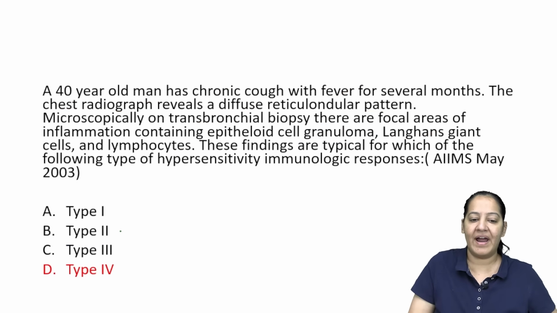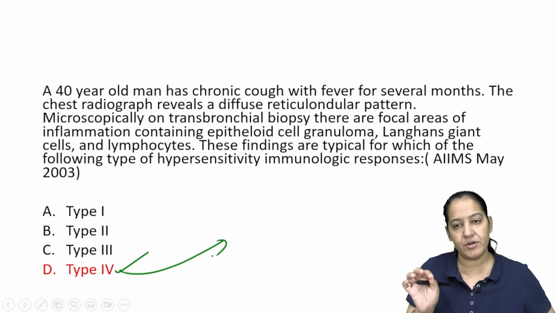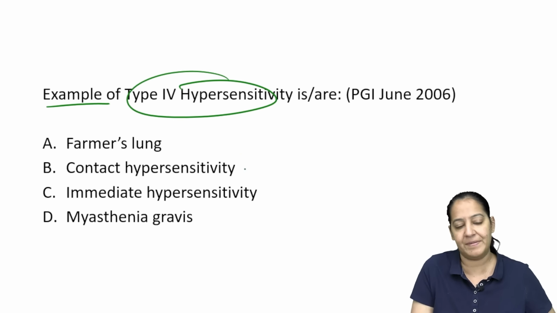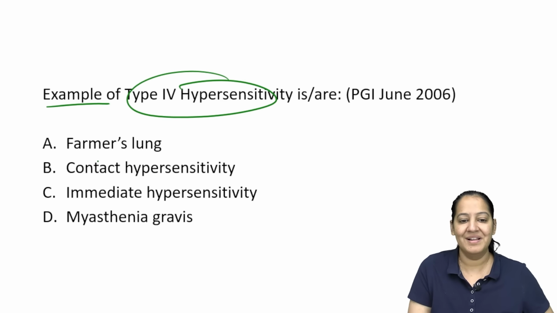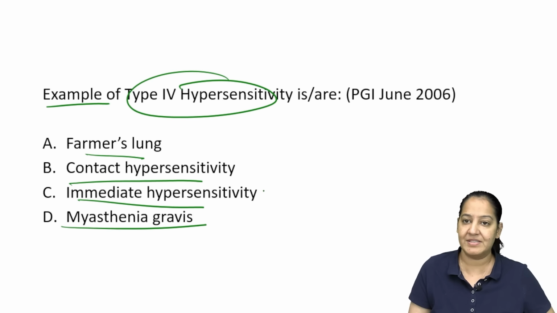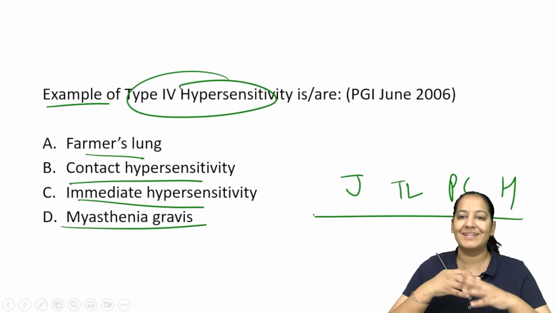I hope you all are right. The correct answer is type 4, because the end result of type 4 is granuloma. The next question is in front of you. Example of type 4 hypersensitivity. Can you tell me the example? Farmer's lung, contact dermatitis, immediate hypersensitivity or myasthenia gravis. Apply the mnemonic. John gave tulip and popcorn to Hershey. Now can you please try?